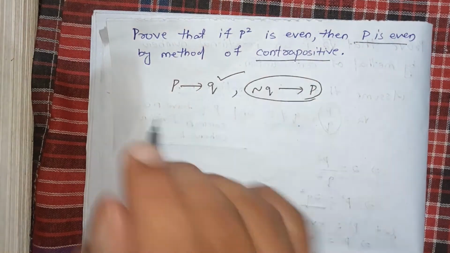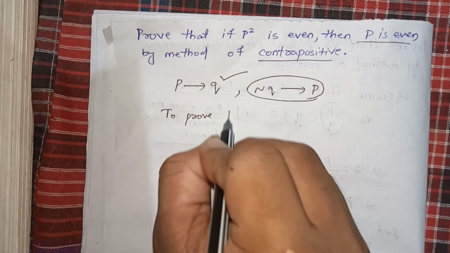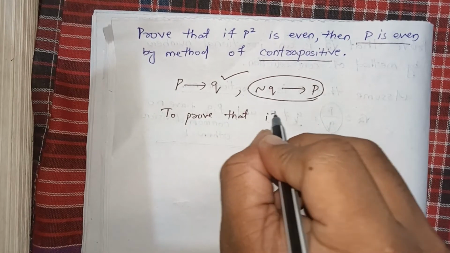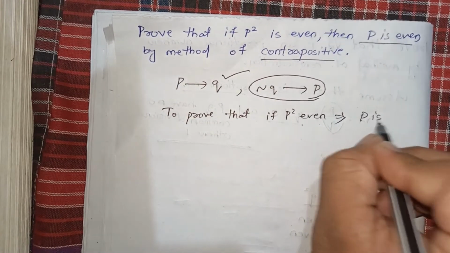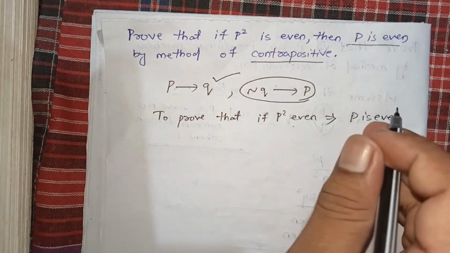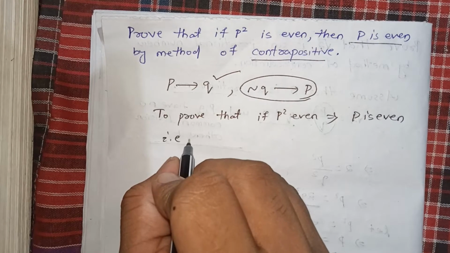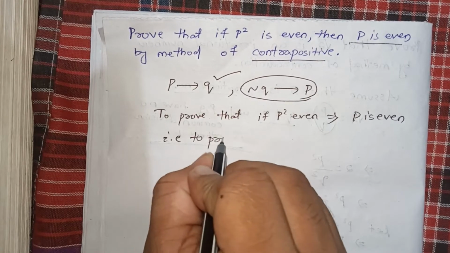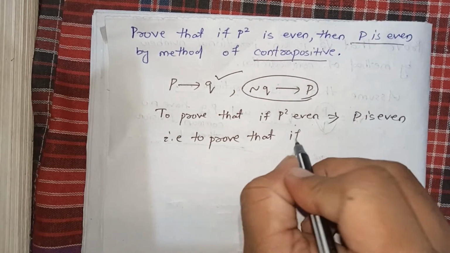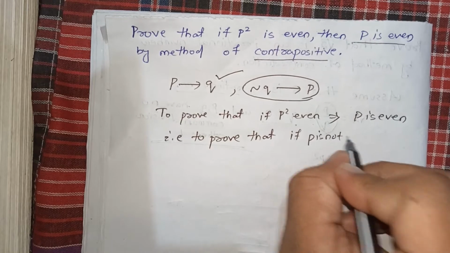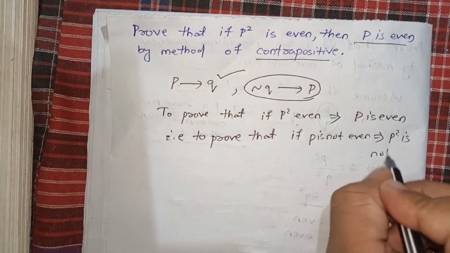That means what? Here what is given? We have to prove that if p square is even, this implies that p is even. We have to prove this one. If p square is even, then p is even. That is, in the method of contrapositive, we have to prove that if p is not even, this implies that p square is not even.